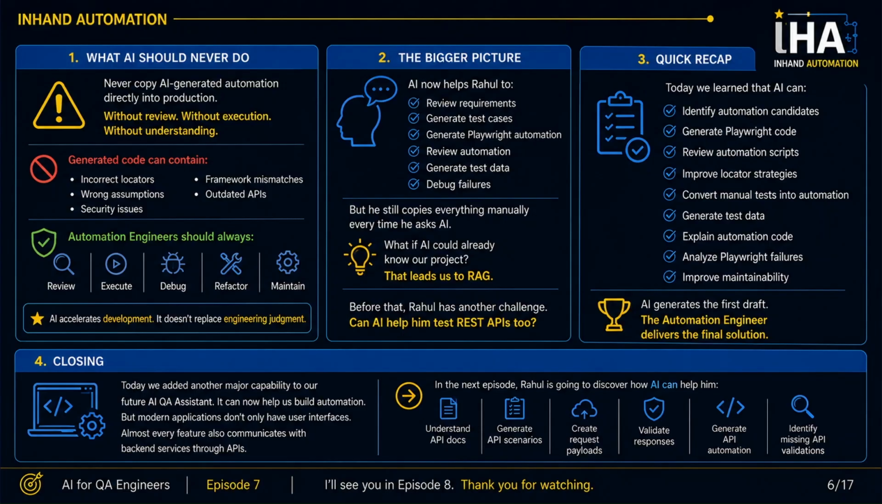But something is still missing. Every time Rahul asks AI a question, he manually copies the requirement, test cases, and project information. Rahul thinks, what if AI already knew our project? That question will eventually lead us to RAG.